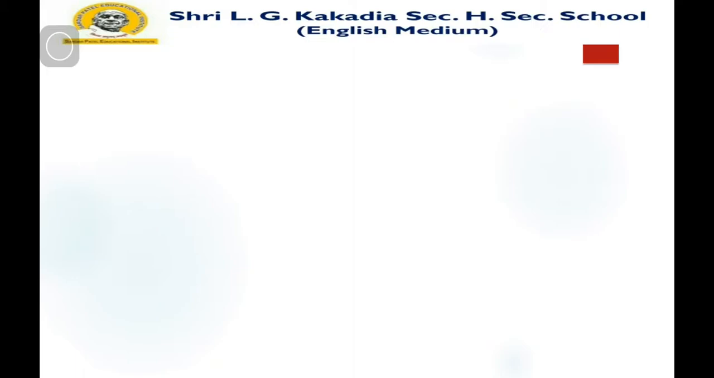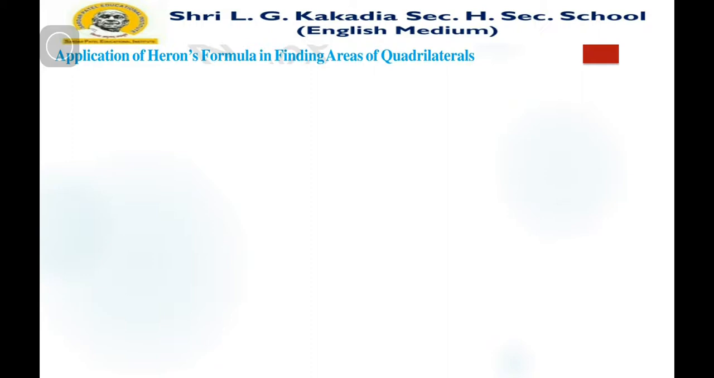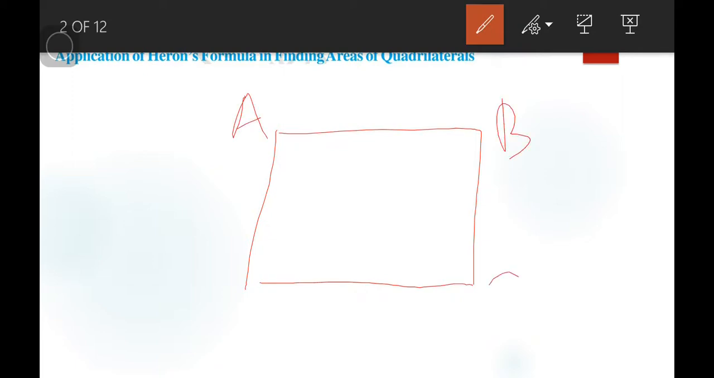Now about the area of quadrilaterals. How can we find the area of a quadrilateral? We know that if we draw any quadrilateral A, B, C, and D, and if we draw the diagonal BD of this quadrilateral, BD divides this quadrilateral into two triangles.